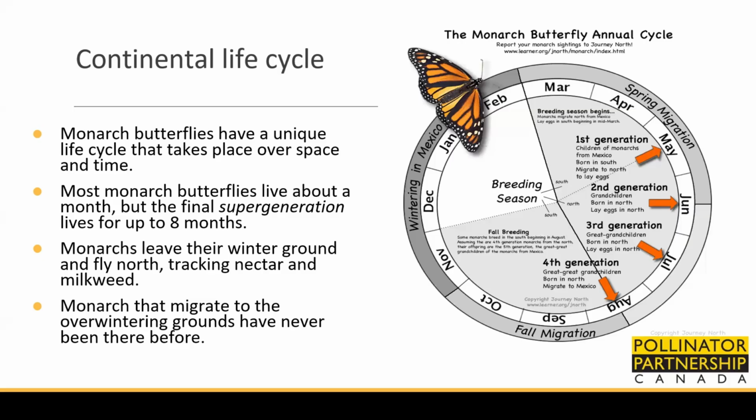The third generation is born in the north and breeds in the north. They are the great-grandchildren of the overwintering monarchs. Finally, the fourth generation, the great-great-grandchildren of the overwintering population, are born in the north. They will prepare to migrate to Mexico as the summer turns to fall. These monarchs have never been to Mexico. It takes 4 generations of monarchs to complete their journey, and then the cycle starts over again.